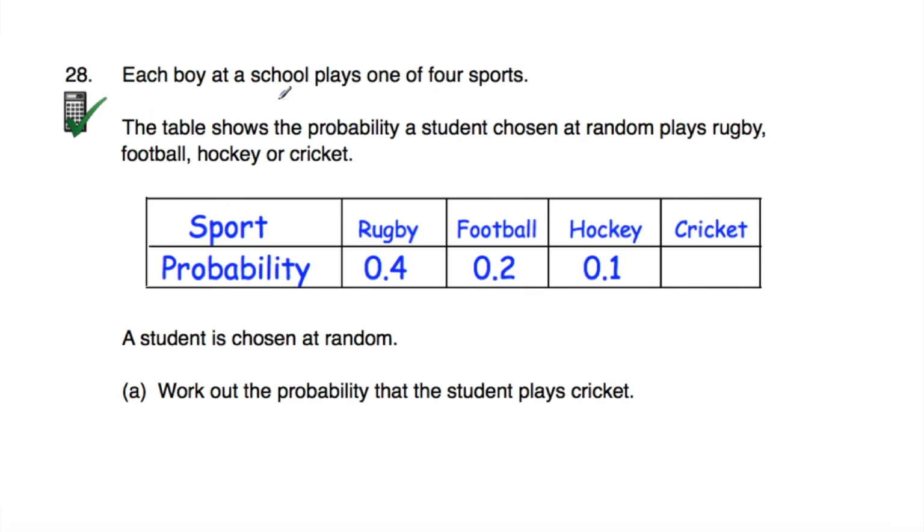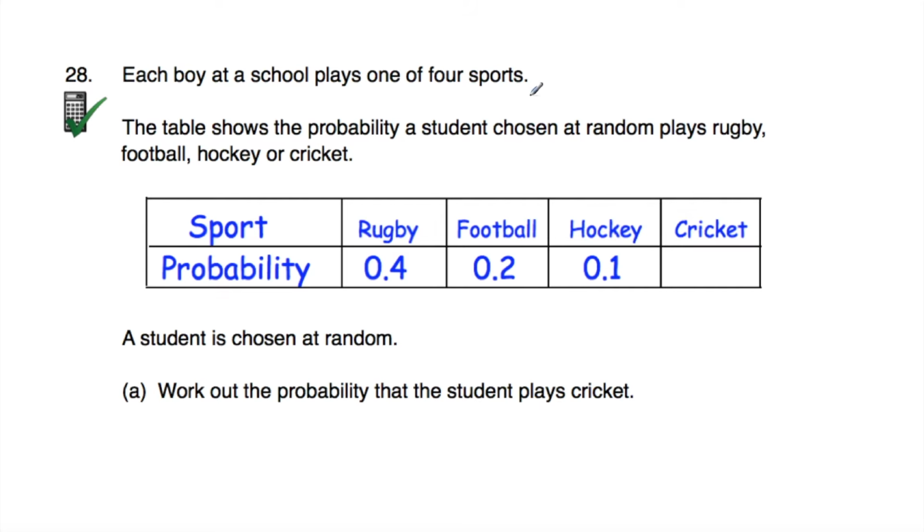Question number 28 says, each boy at a school plays one of 4 sports, and the table shows the probability that a student chosen at random plays rugby, football, hockey or cricket. And we're told the student is chosen at random, and part A says work out the probability that the student plays cricket. So we want to find this missing probability.